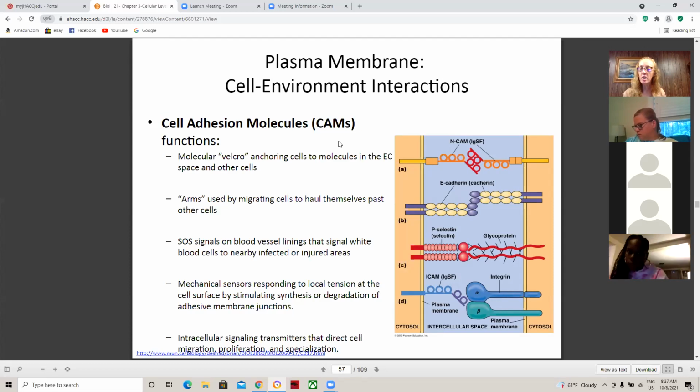Tumor cells stop showing that contact inhibition. Any questions about cell adhesion molecules?